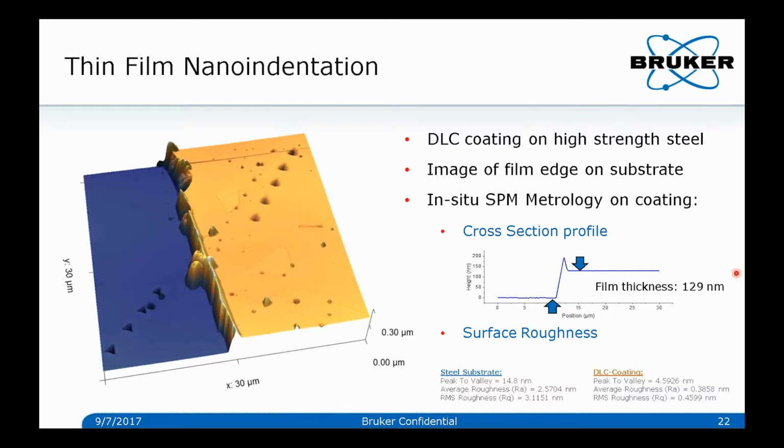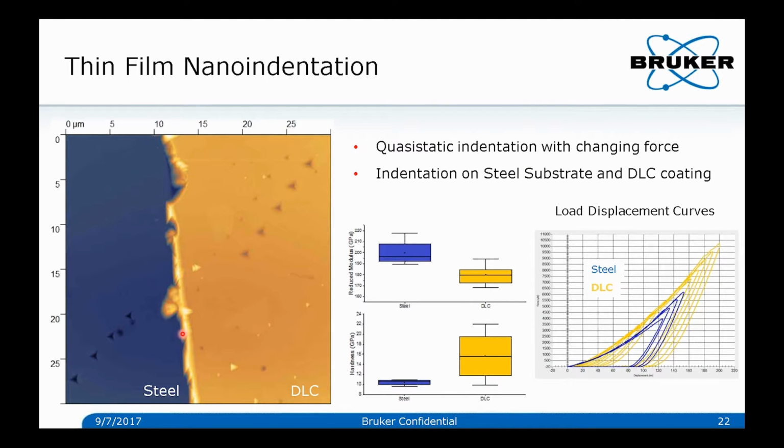The next example here is for thin film nanoindentation, where you have a diamond-like carbon film in the yellow, this DLC film on a high-strength steel substrate, which is shown in the blue. We start by doing a topographical image where you're imaging the surface, and you can actually measure the step height of the film. So this is essentially the film thickness. In this case, it's 129 nanometers from the top of the film to the substrate. And of course, with the topographical image, you can also measure surface roughness of the different regions. Looks like we have nice smooth regions for testing here.